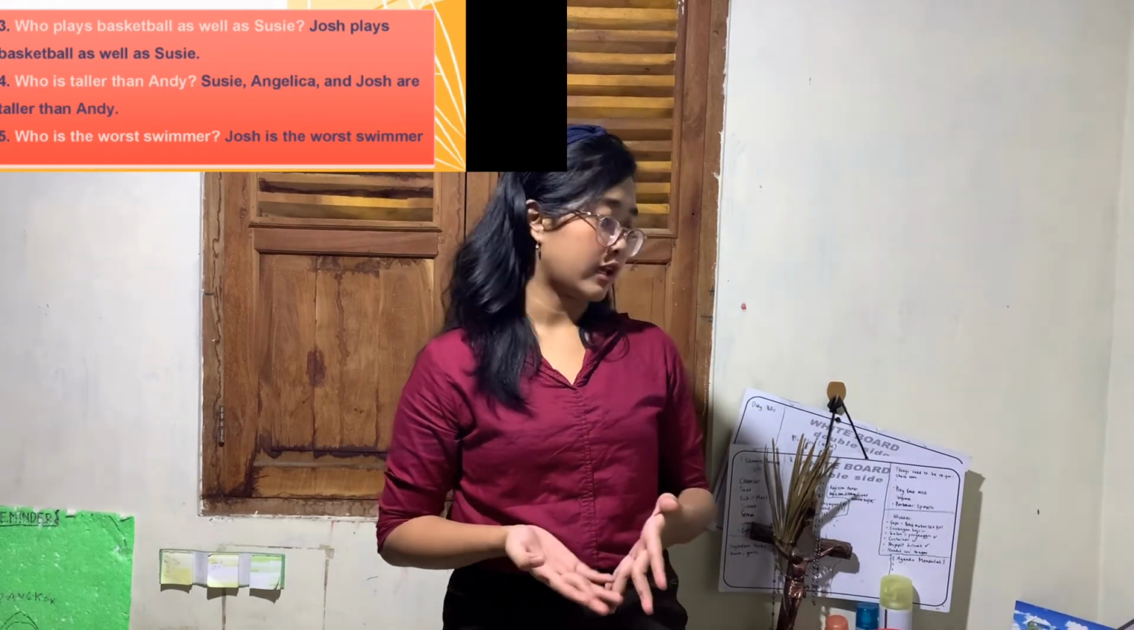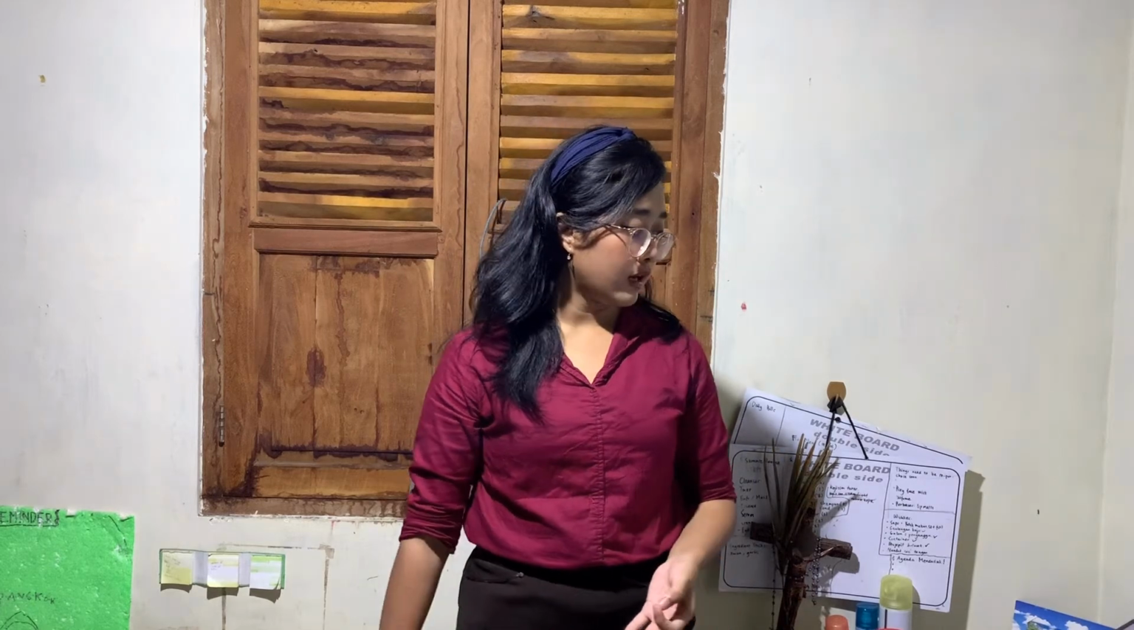Why? Based on the story, because Joss cannot swim compared to the others. Okay, good, everyone. Then let's move to the other parts of the practice time. Okay, who wants to? I want you to read the question and the answer, all of them. Who wants to answer? Yes, Yesta. Please read the question and the answer.